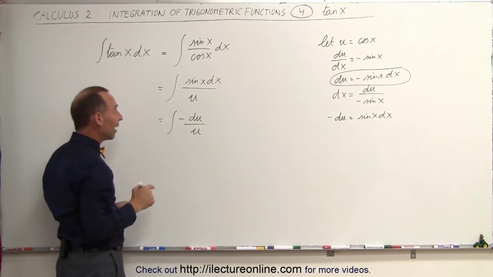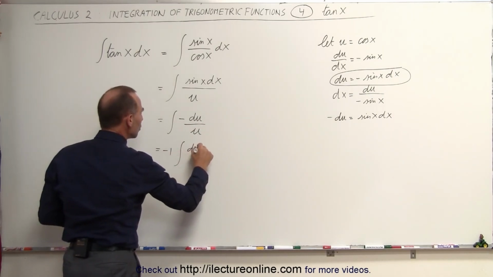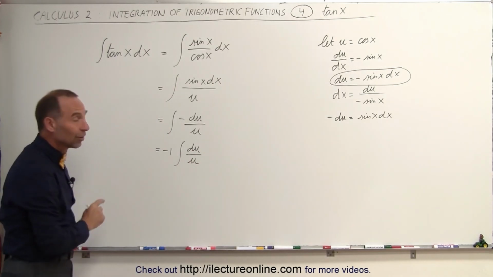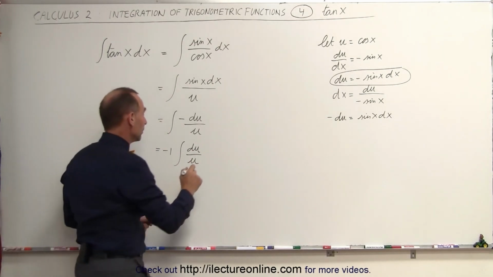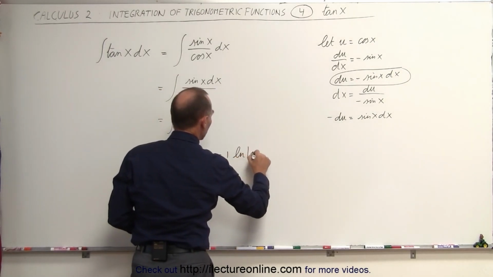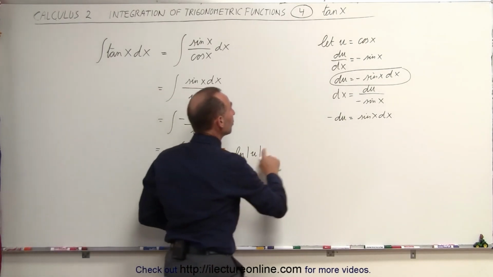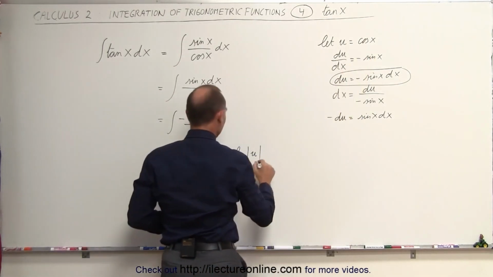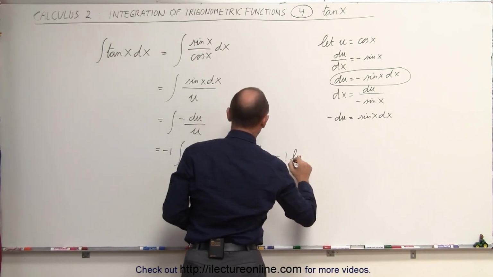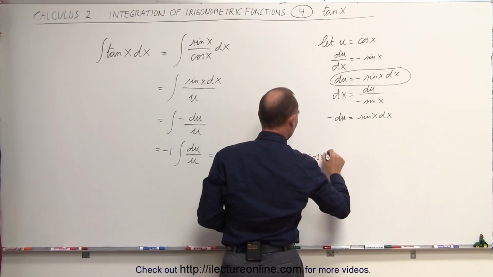And then if we take the negative outside, this can be written as minus 1 times the integral of du over u. And now we can go ahead and integrate this because that's equal to the natural log of u. This is equal to minus 1 times the natural log of u. And then if we replace what u is equal to, we can go back over here and say this is equal to minus 1 times the natural log of the cosine of x.